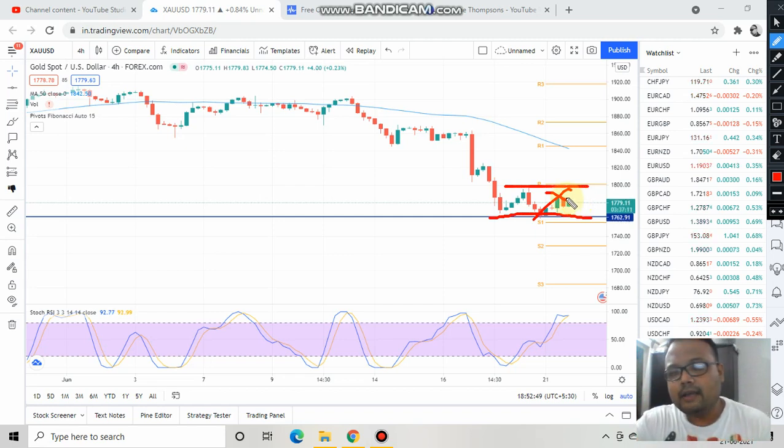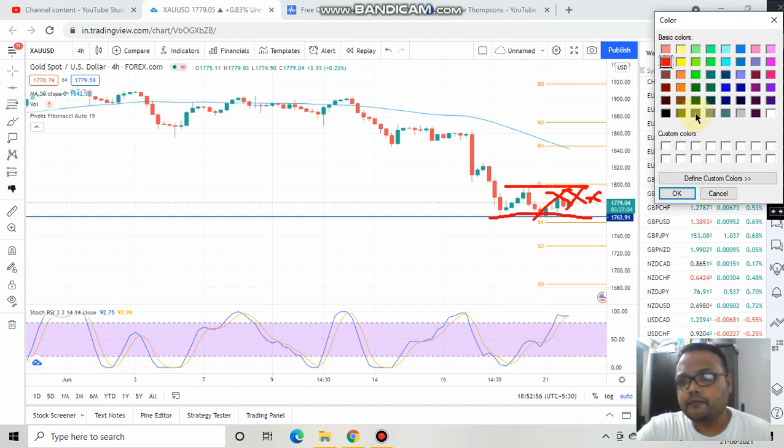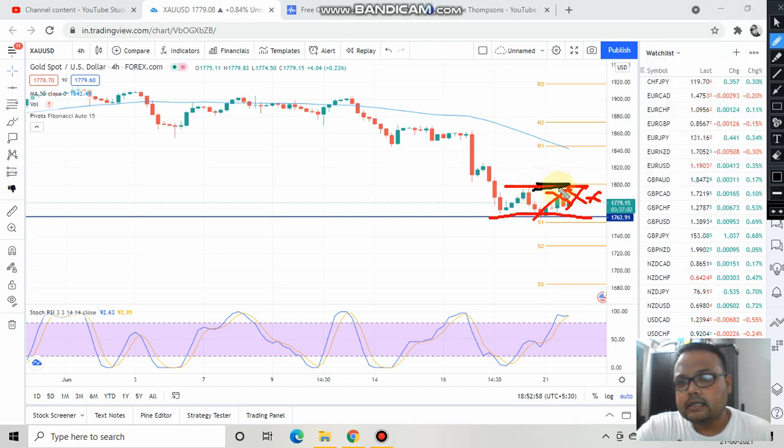If the market remains sideways or in this range, do not trade. Wait for the market to cross either this level or this level, and only then should you trade. That's it. So this is it.